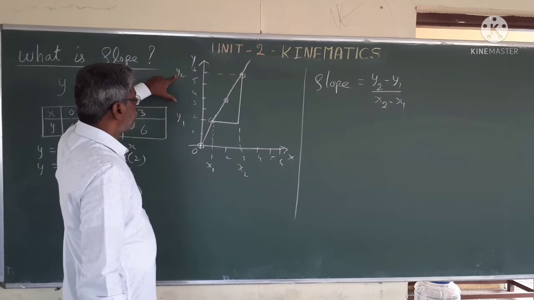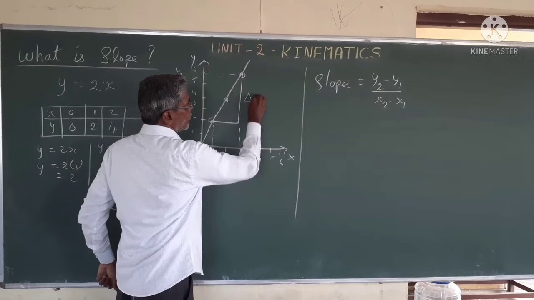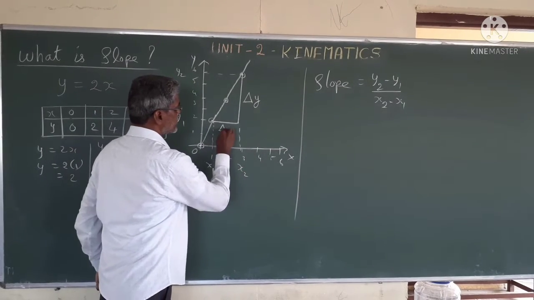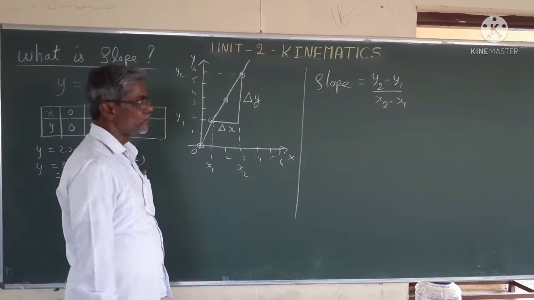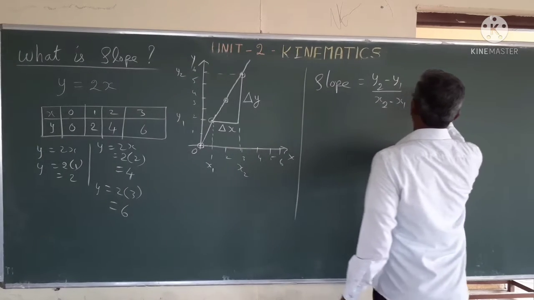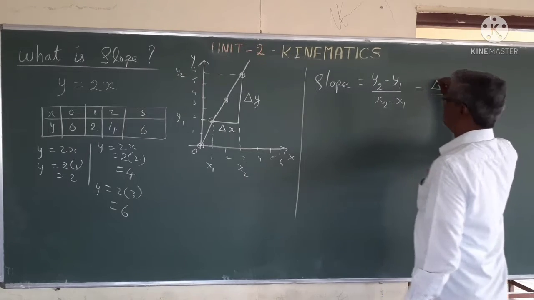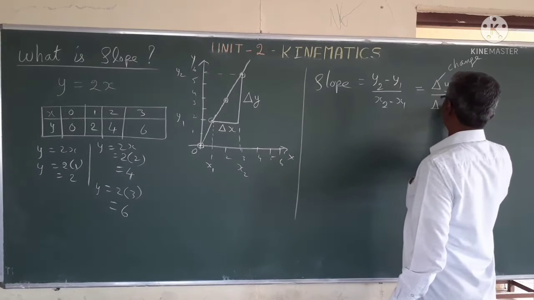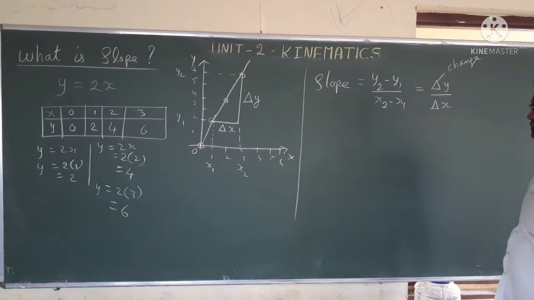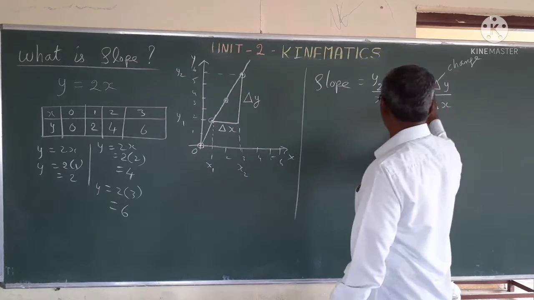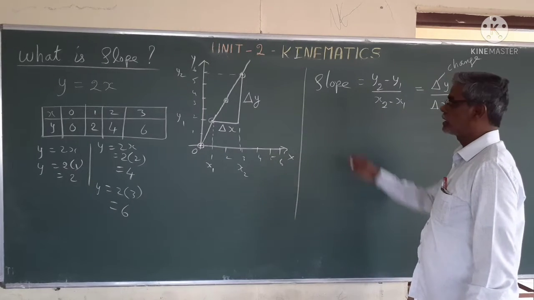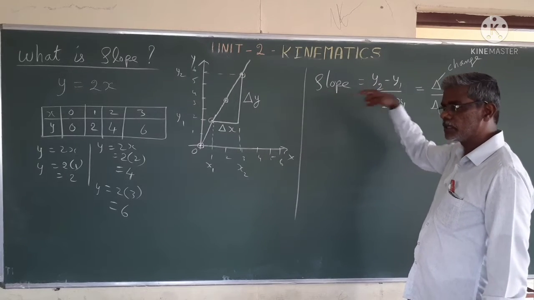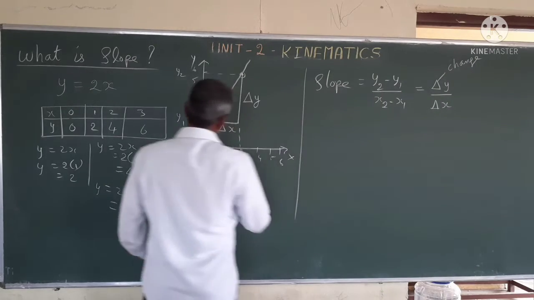The difference of y2 minus y1 is nothing but what? Delta y. The difference of x2 minus x1 is delta x. So I can write y2 minus y1 is equal to delta y. This delta is nothing but change in y. Like that here, that is change in x. Now this delta y by delta x can be calculated. This delta y by delta x will give what? The slope.